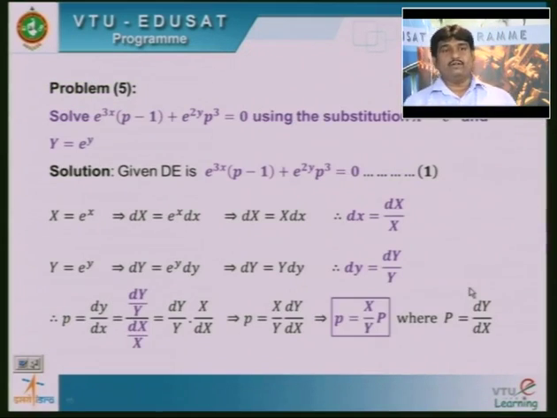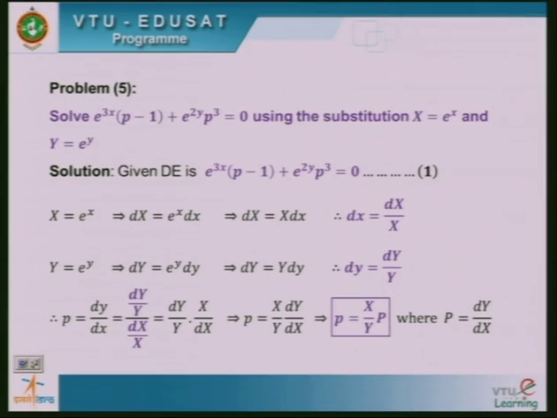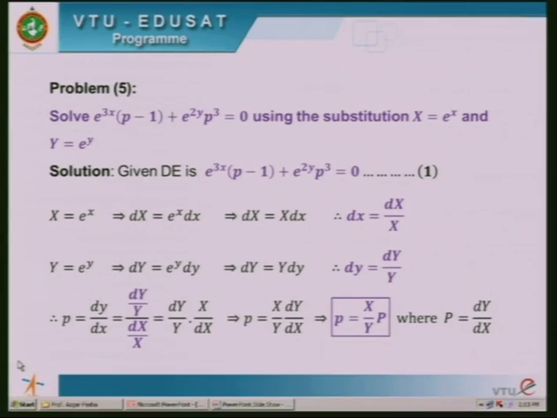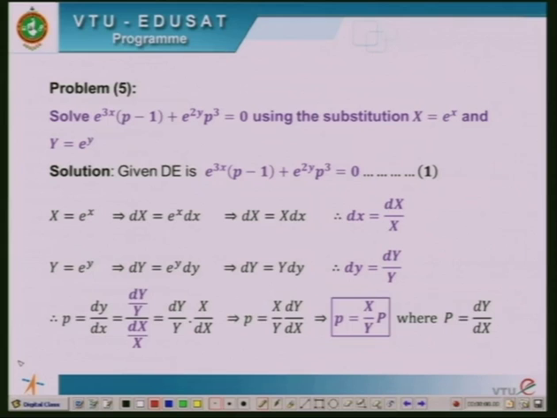Problem number 5. Solve e to the power of 3x into p minus 1 plus e to the power of 2y into p cube equals 0 using the substitution x equals e to the power of x and y equals e to the power of y. So of course, given differential equation is not Clairaut's equation, but it can be transformed to Clairaut's equation using the substitution x equals e to the power of x and y equals e to the power of y.